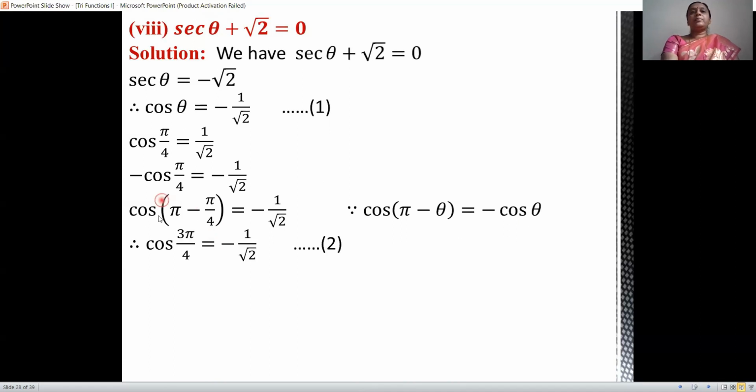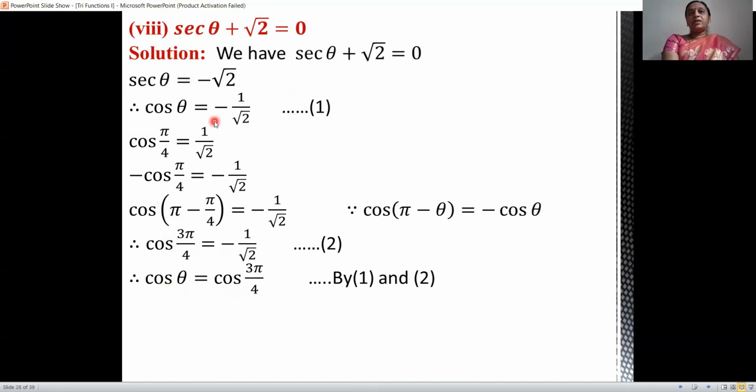Then after simplification, we will get cos 3 pi by 4 is equal to minus 1 by root 2. Now you compare equation 1 and 2. These two equations have right sides equal, therefore equate the left hand sides and you will get cos theta is equal to cos 3 pi by 4.